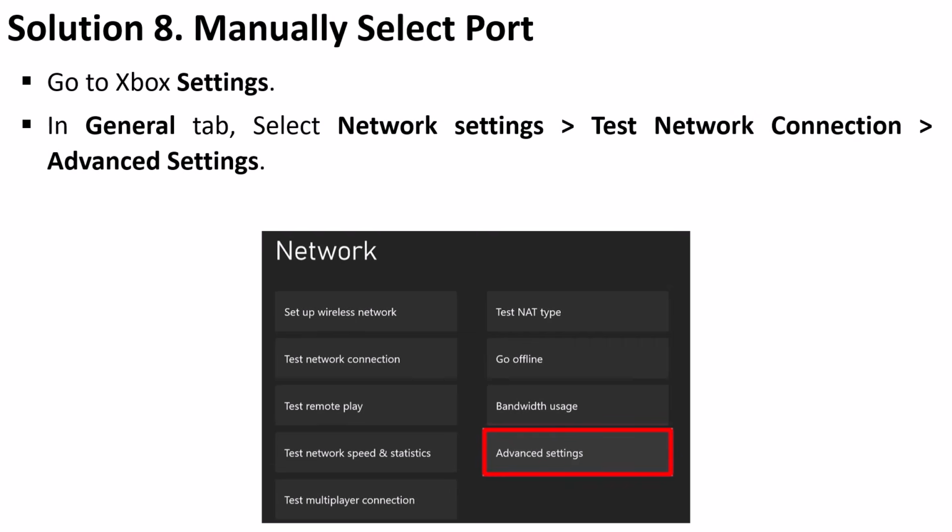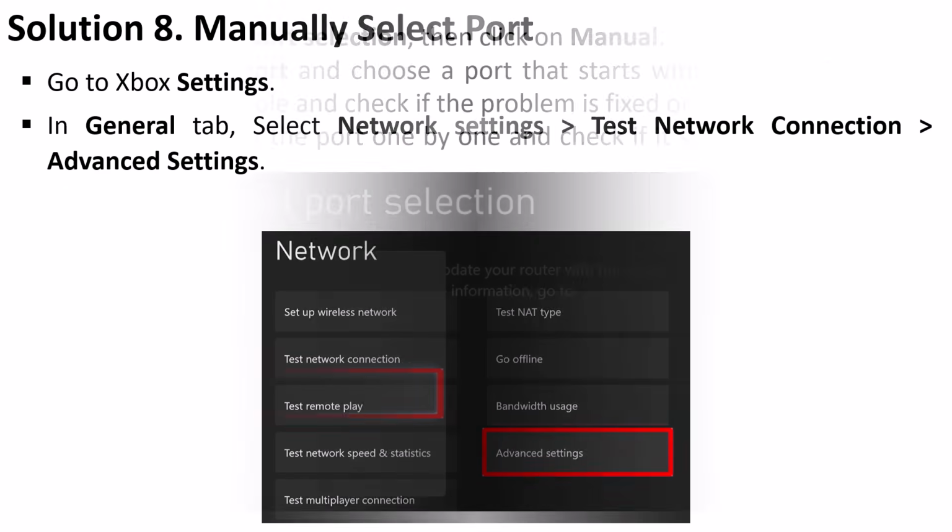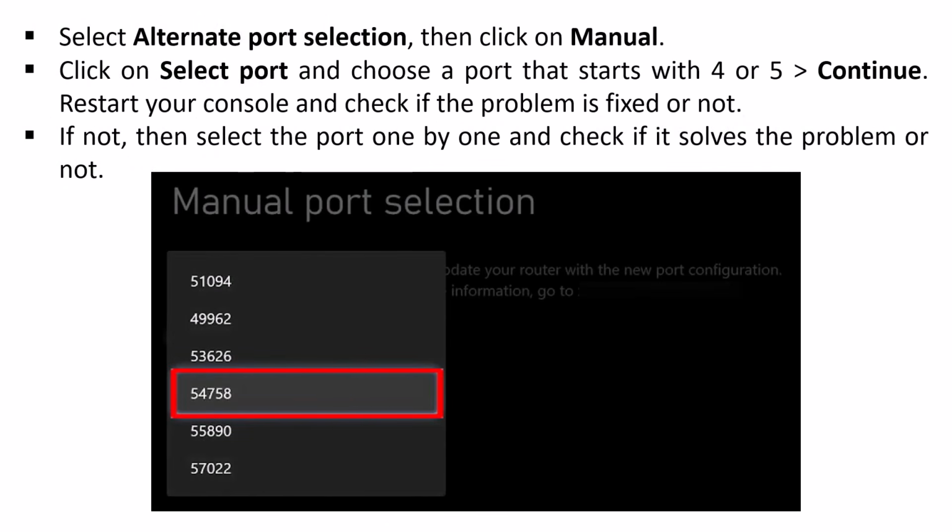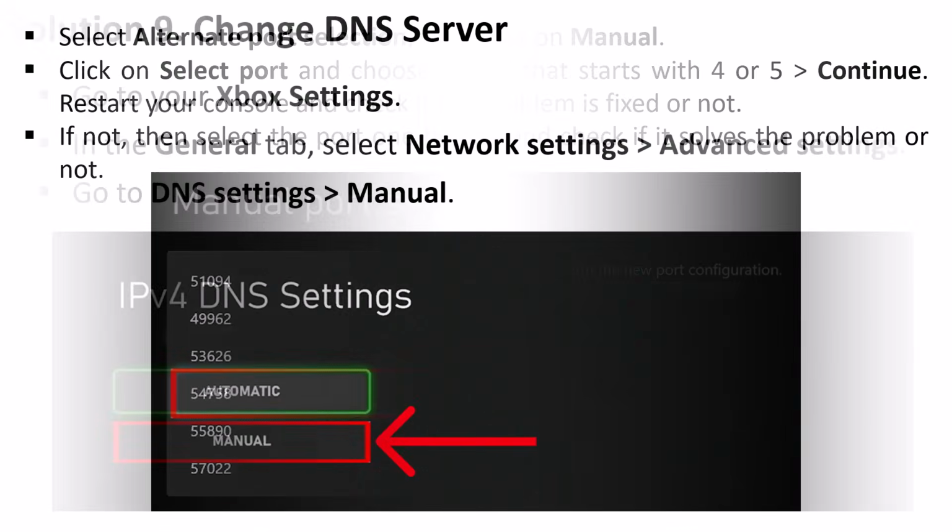Solution 8 is to manually select port. Go to Xbox settings, in general tab select network setting, test network connection, advanced settings. Select alternate port selection, then click on manual. Click on select port and choose a port that starts with 4 or 5, continue. Now restart your console and then check if the problem is solved or not. If not, then select the port one by one and see which one worked for you.